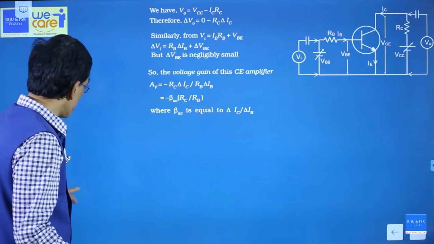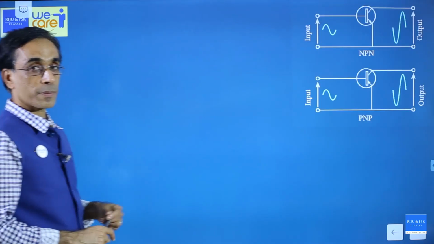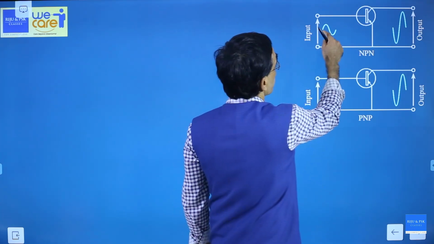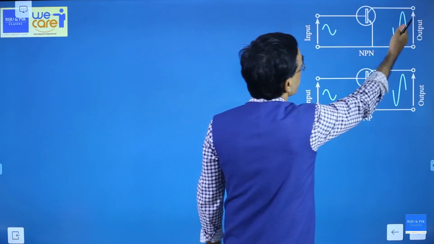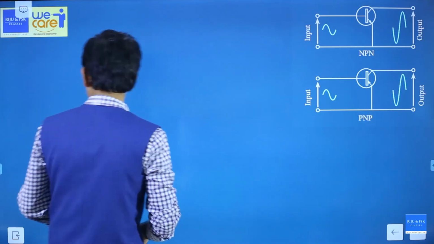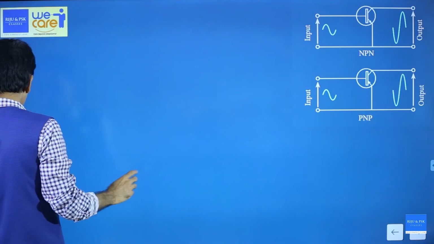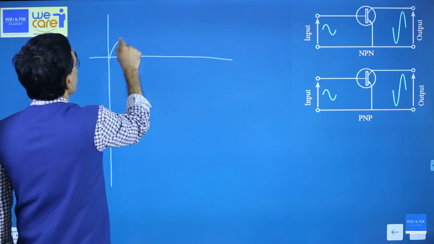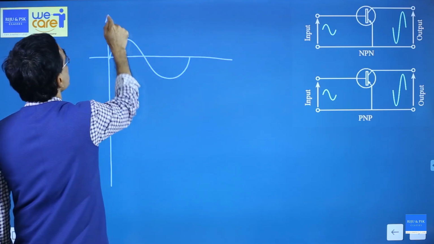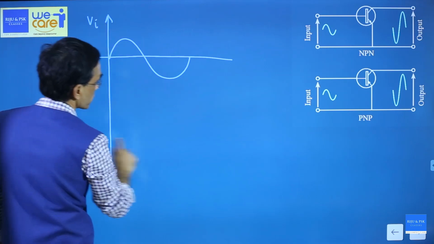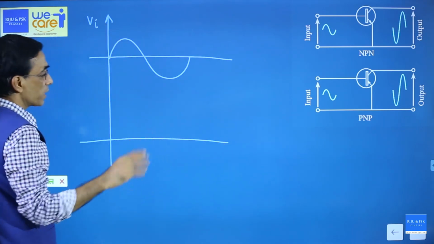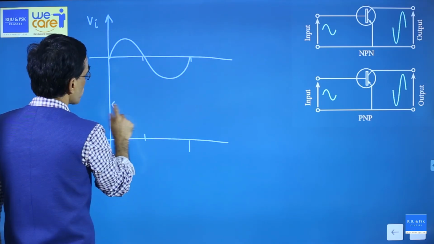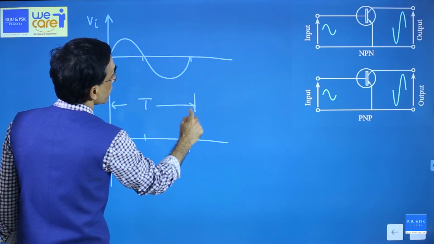Don't worry, this will become more clear when you see this graph. Both NPN and PNP do this. You give an input voltage which is varying like this one, you get an output voltage which is quite opposite. Okay, I'll explain that. This is the input voltage, V input, and you are going to mark the output voltage. Be very careful. This is one cycle, one period.